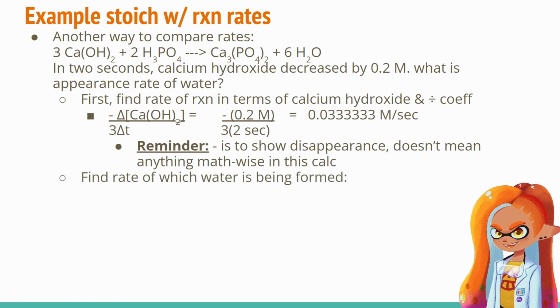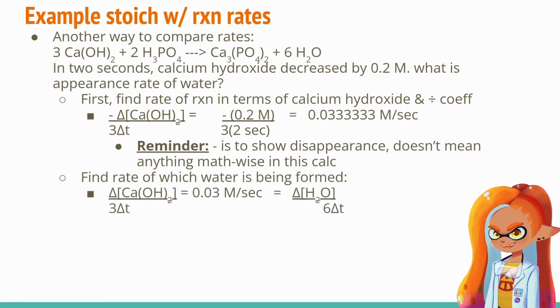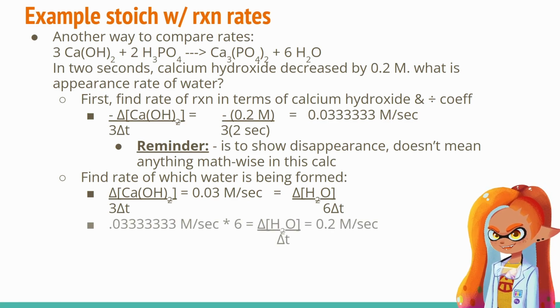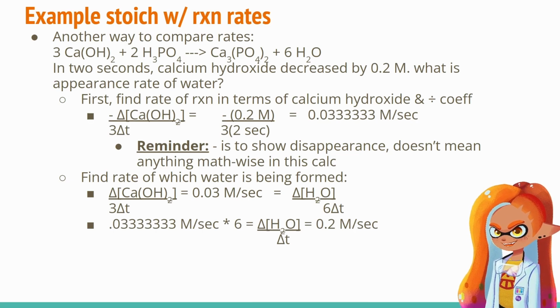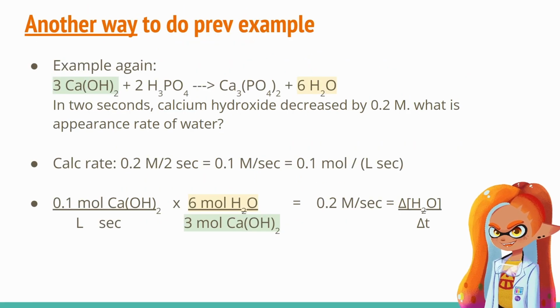And so here's my rate of water. Remember that rates are equal to each other. So since it's 0.03 molar per second, then I got my water one. And I could multiply both sides by 6, because that's the coefficient of the water in the balanced equation, and then I got my rate right there. So there we go.